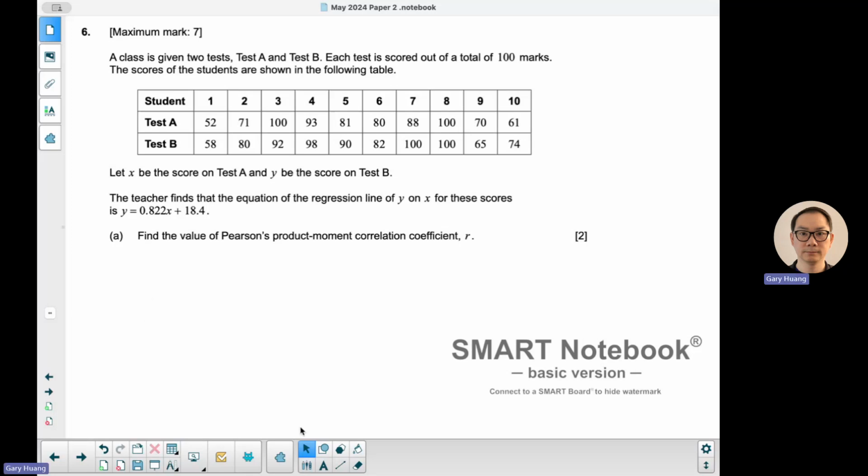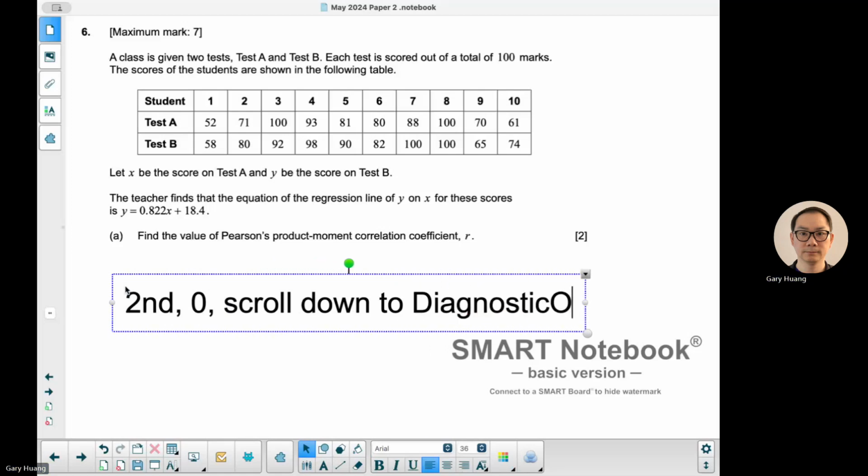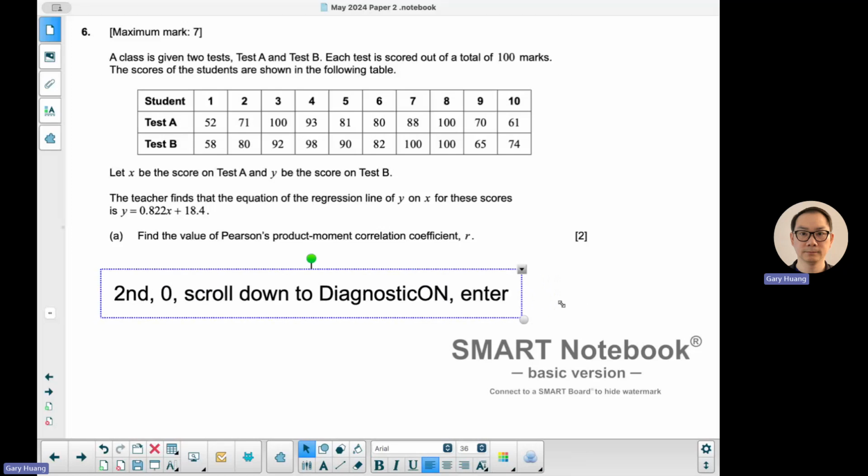So if you're using a TI-84 Plus, then you need to make sure you turn on diagnostic. So that's second, catalog, or 0. Make sure you scroll down to diagnostic on. Press enter so that the screen will say done. That is telling the calculator that you want the R value.